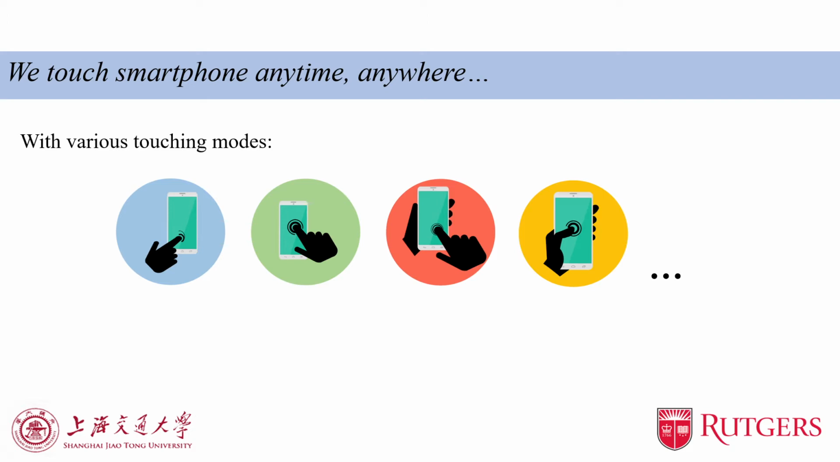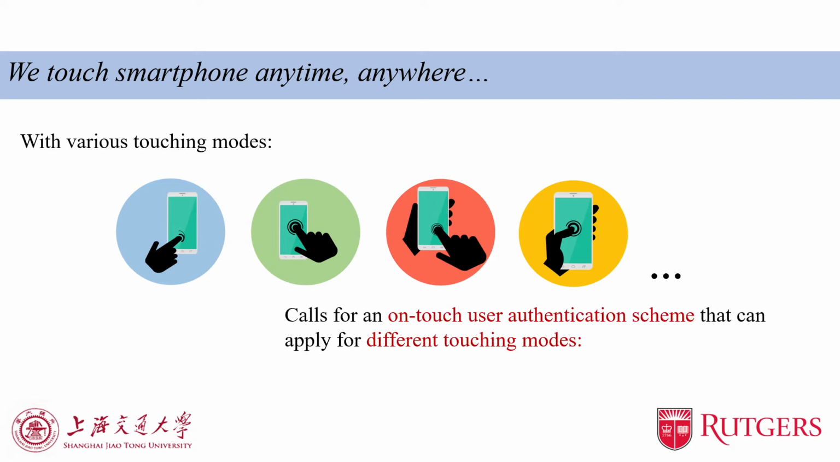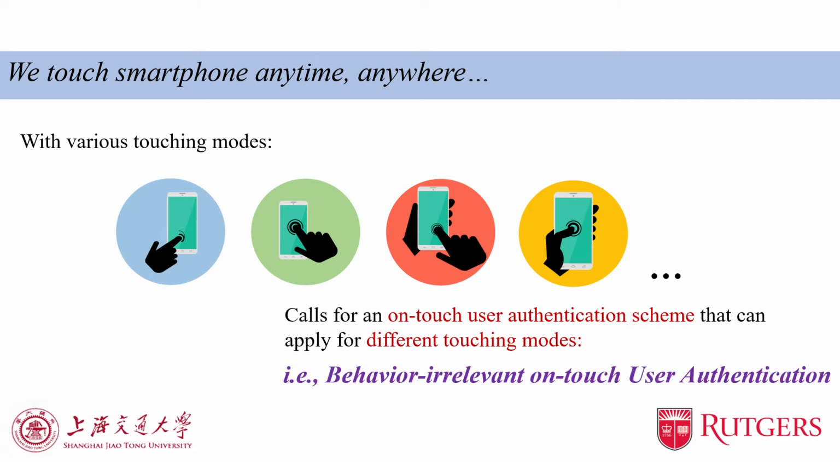Therefore, the heavy usage of smartphones and the very frequent touching behaviors call for an on-touch user authentication scheme that can apply to different touching moods. In other words, there is high demand for a behavior-irrelevant on-touch user authentication scheme.